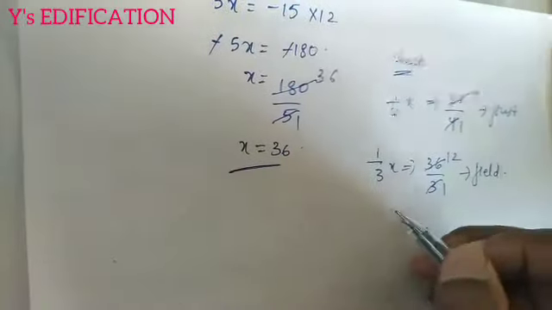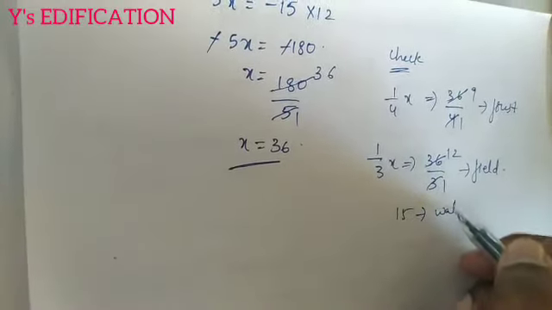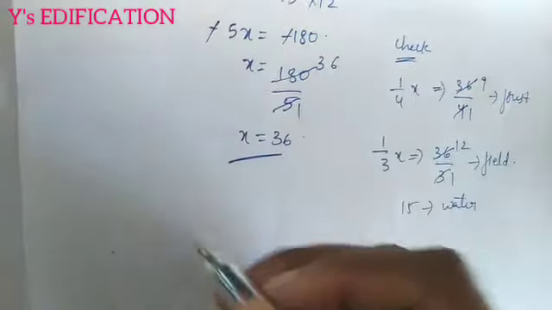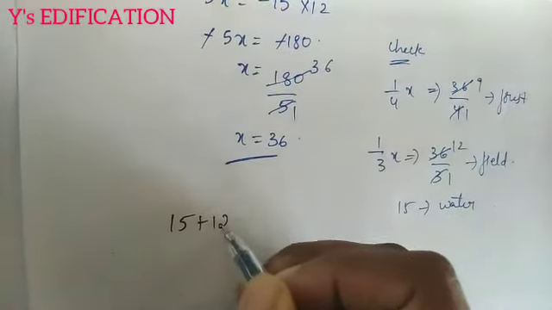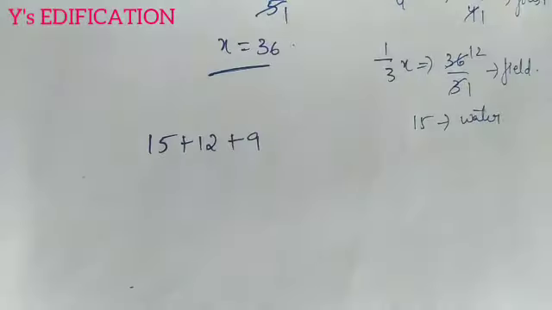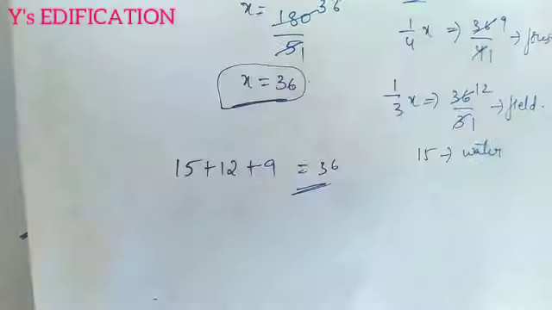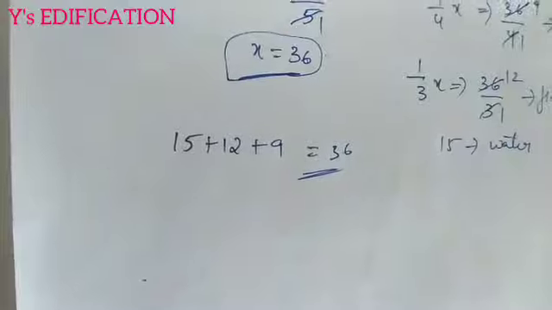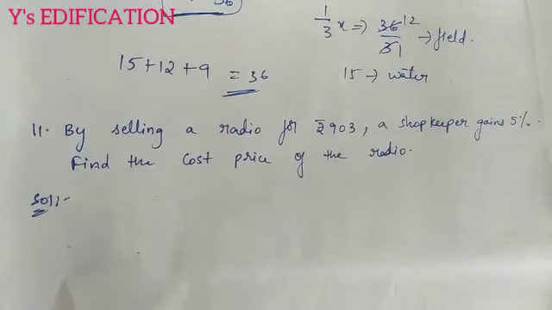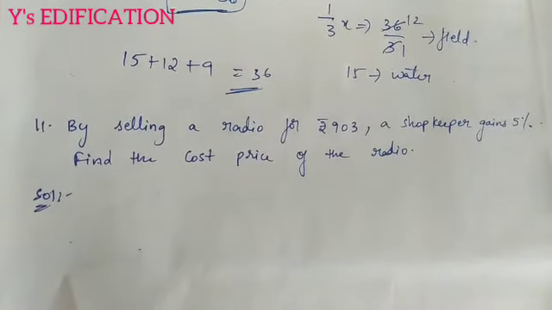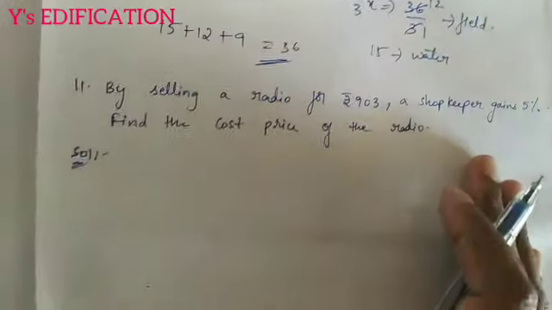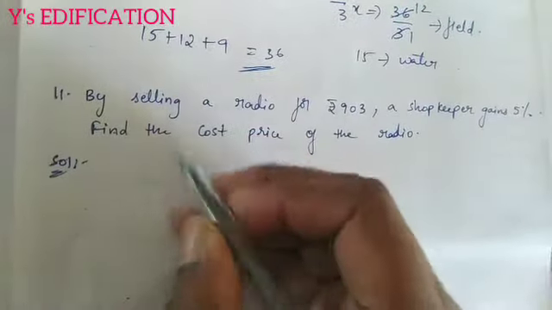And 15 are in the water. So now add all this, 15 plus 12 plus 9. It is 36. So there are 36 deers in a herd. Okay. By selling a radio for 109 rupees, a shopkeeper gains 5%. Find the cost price of the radio.